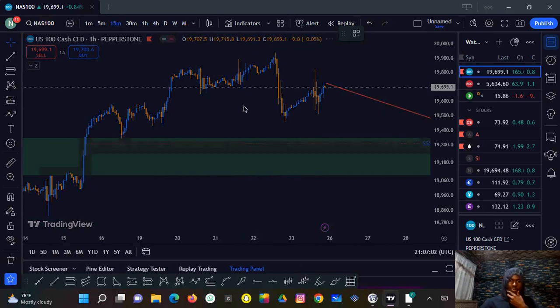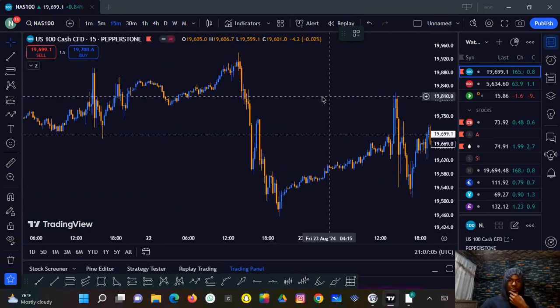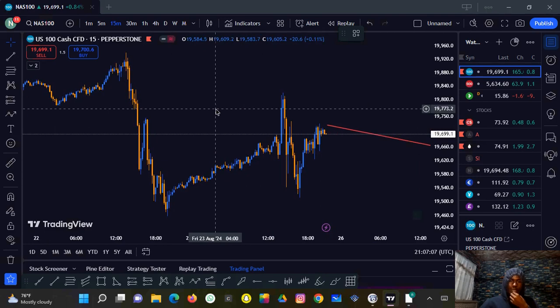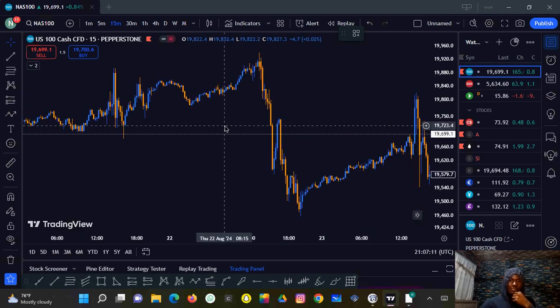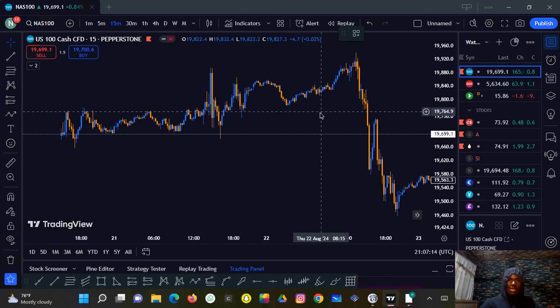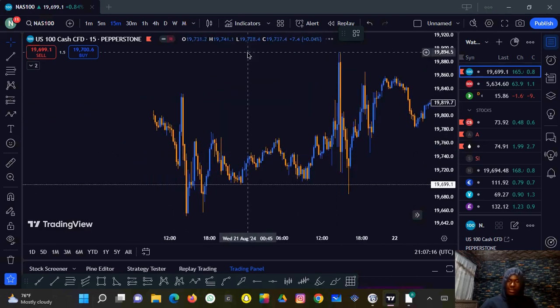So normally what I want to see is that one of the days the market will change the trend from bullish to bearish. Then it will change from bearish to bullish. Then I enter the bullish trend.